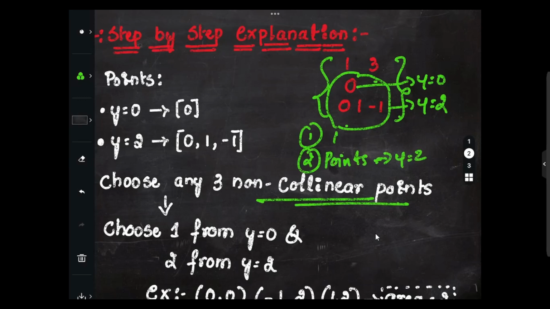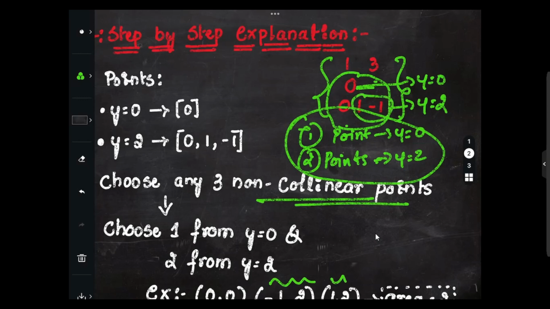Let's choose 1 point from y equals 0 and 2 points from y equals 2. For example, this will be 0 comma 0, because this one is from y equals 0. From y equals 2, this will be minus 1 comma 2 and 1 comma 2. These two we are considering, right? So minus 1 comma 2 and 1 comma 2, because we are considering 2 points from this line.